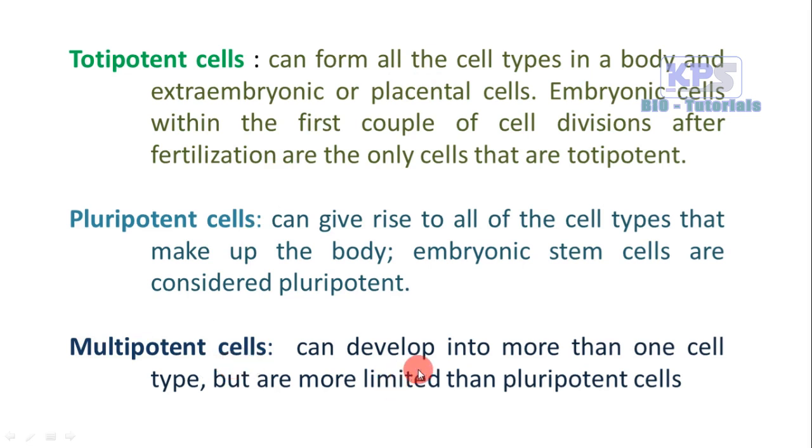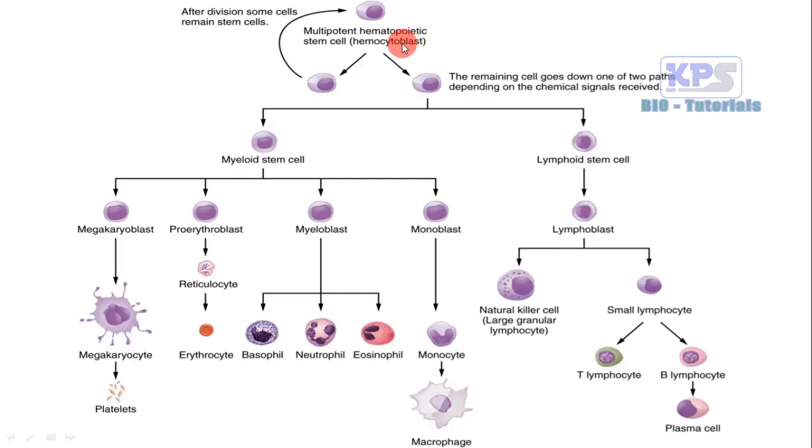Whereas the multipotent cells can develop into more than one cell type but are more limited than pluripotent cells. Multipotent cells have a limited potency to develop into a few categories of cells, but they cannot develop into a broad category of cells. So this is about the potency. Our hemocytoblasts or hematopoietic stem cells belong to the category of multipotent cells.